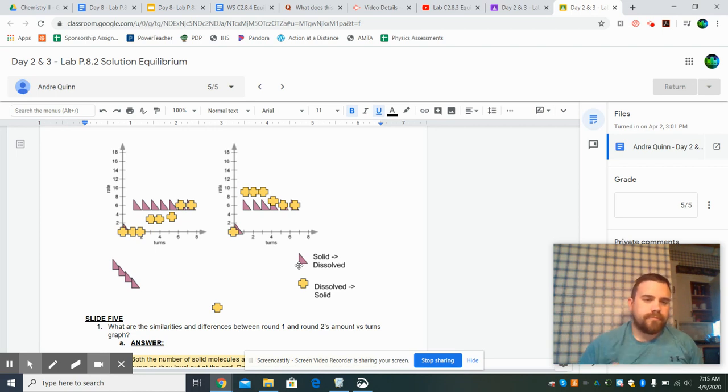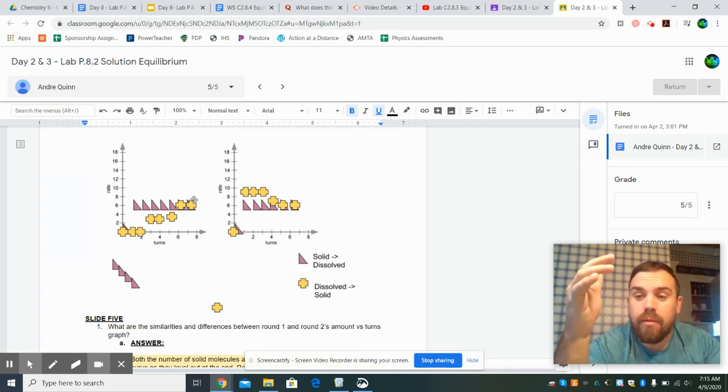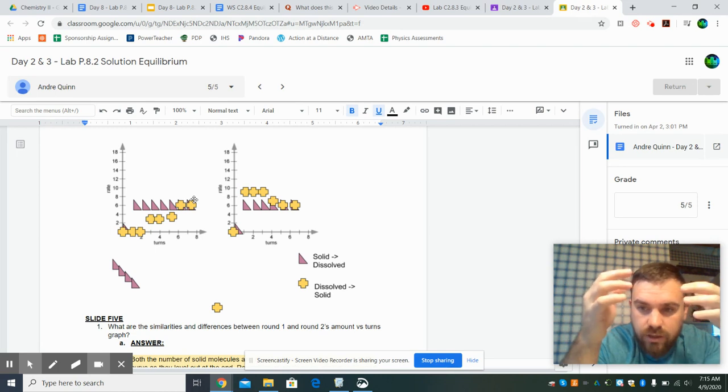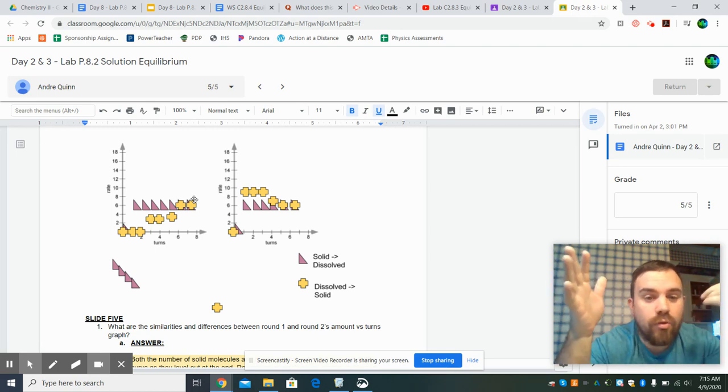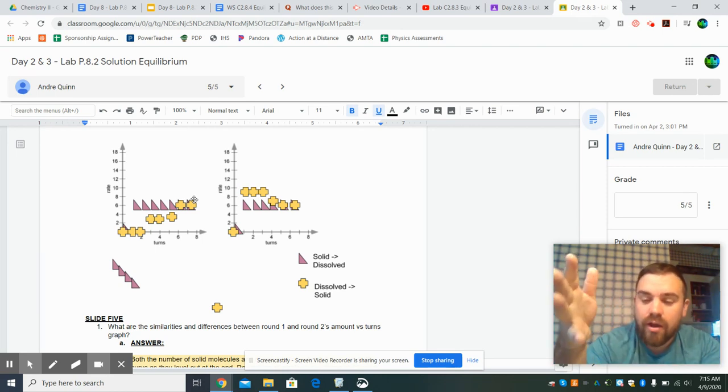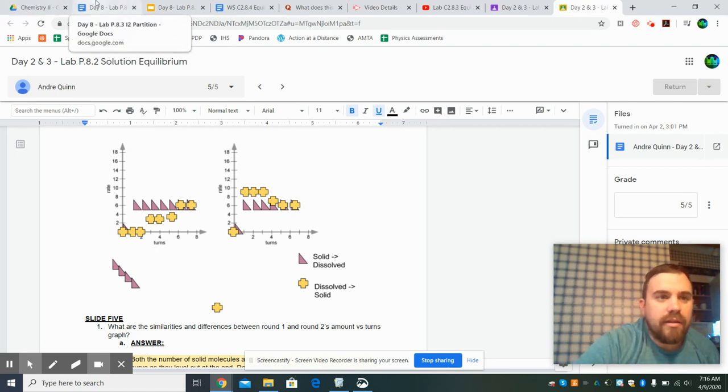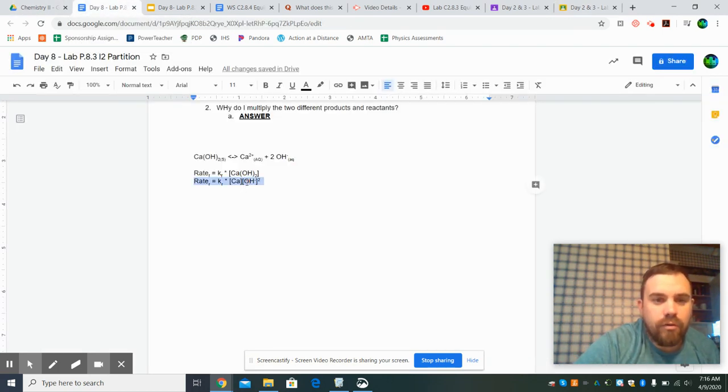If you remember, the first one was when we started all in the solid phase. And what you'll notice is the dissolving part gradually increases over time. That's because there become more particles in solution. Therefore, the rate of dissolving is based on how many calcium and how many hydroxide ions you have in solution. So it seems to make sense, based on this, that this one holds true.